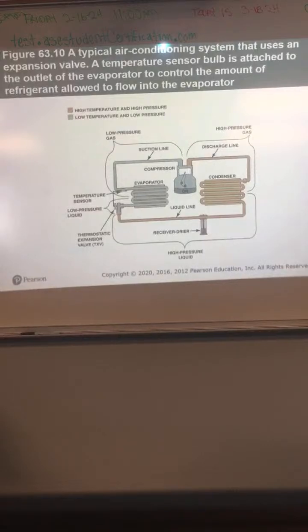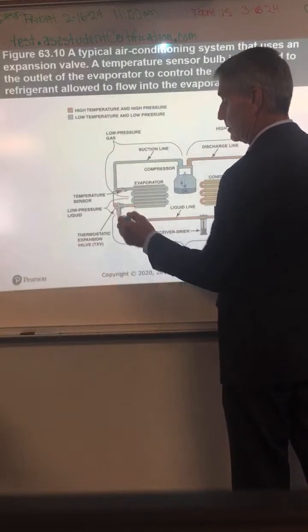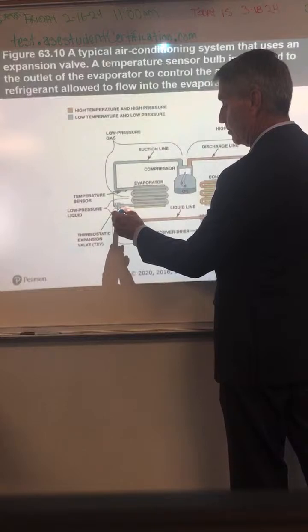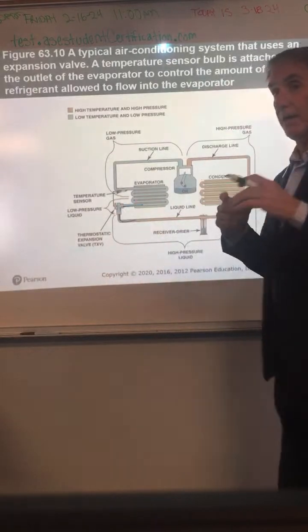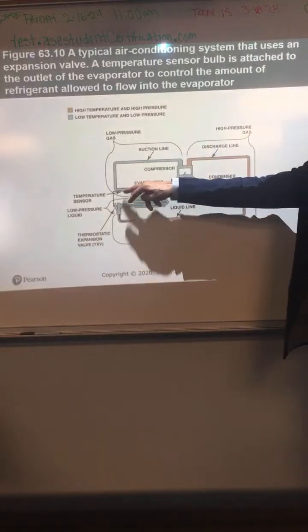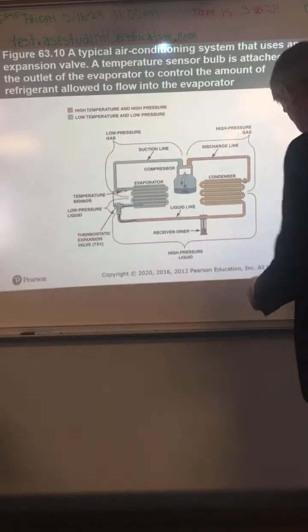Okay, here's a diagram, same thing you see in the book. This is your typical AC system that uses an expansion valve. The temperature bulb is attached to the outlet of the evaporator to control the amount of refrigerant flowing into the evaporator. This thermal expansion valve, as I mentioned before, will only have two ports, one in, one out. The H block type has four, meaning two in, two out, and it doesn't use a separate temperature probe. It's done right inside the expansion valve.